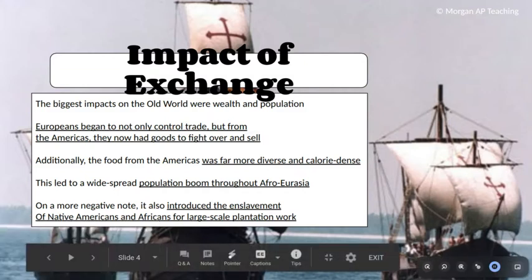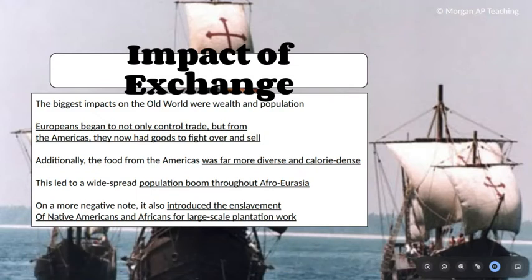On a more negative note, it also introduced the enslavement of Native Americans and Africans for large scale plantation work. Unfortunately, because the Europeans needed lots of cheap labor, they got Native Americans and Africans. They made them slaves in order to get the biggest profit.